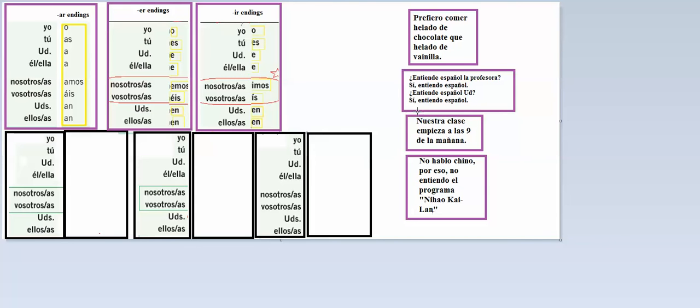Okay, so the first type we're going to talk about are E to IE stem changers. The first verb that we're going to look at is preferir. This sentence says, prefiero comer helado de chocolate que helado de vainilla. So what I'm saying is I prefer to eat chocolate ice cream over vanilla ice cream. So I'm going to do preferir as my first verb.